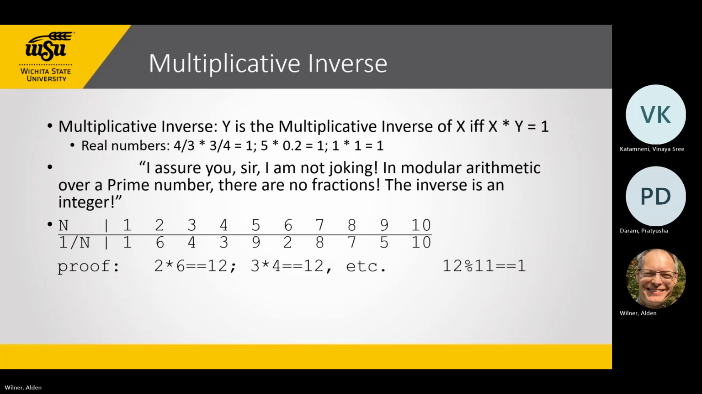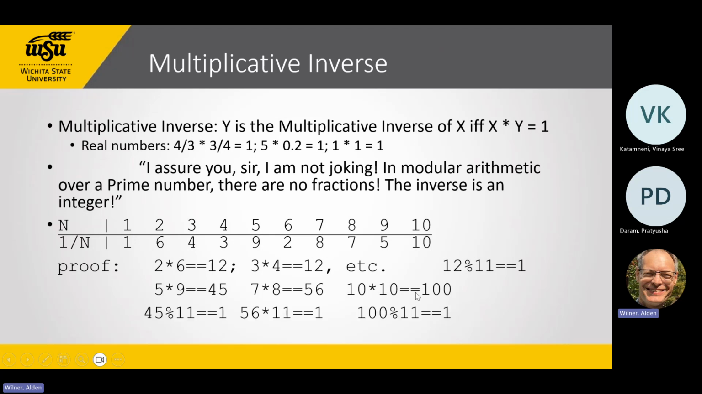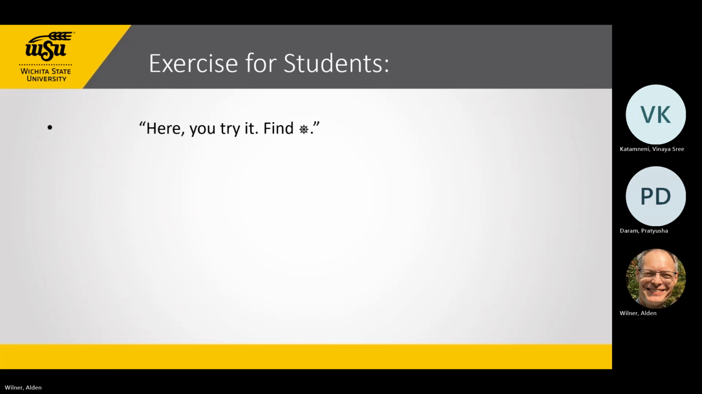Proof. 2 times 6 is 12. 12 modulus 11 is 1, right? 3 times 4 is also 12. 5 times 9 is 45. Modulus 11 is 1, right? 44. And 55 is just 1 less than 56. And 99 is 1 less than 100. So those are the multiplicative inverses.